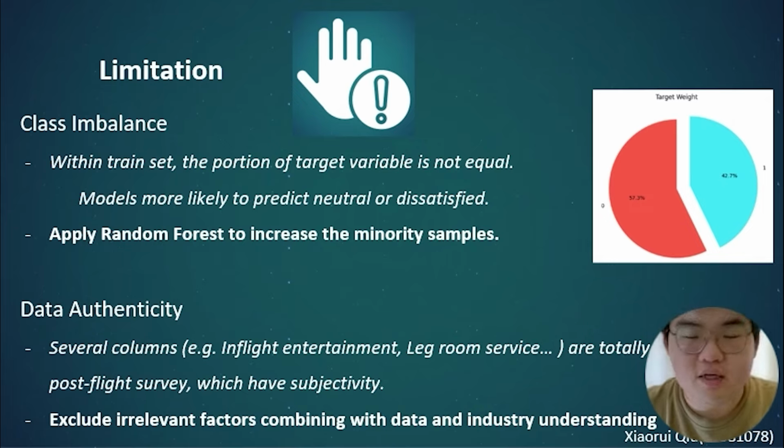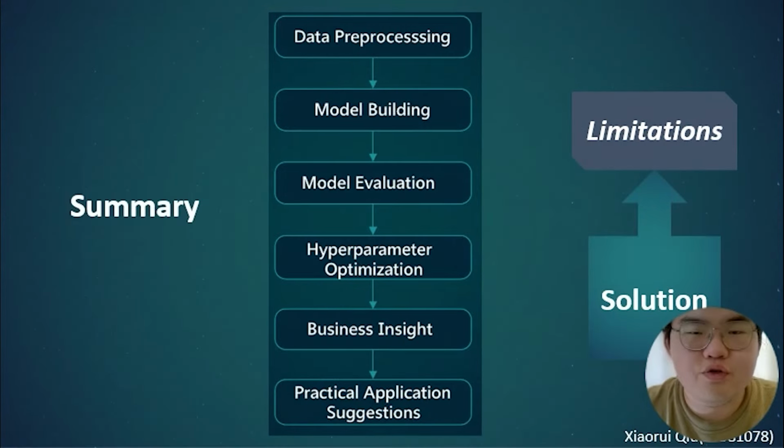Another concern is data sensitivity. Talking about surveys, there is an unignorable subjectivity and it's hard to verify. So our suggestion is to optimize and simplify the survey question design, and we excluded some weakly related factors in our study. With this flowchart, you may better recognize our workflow.